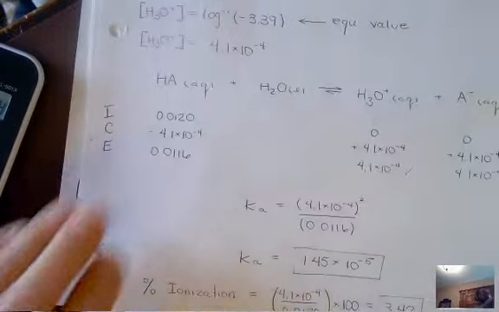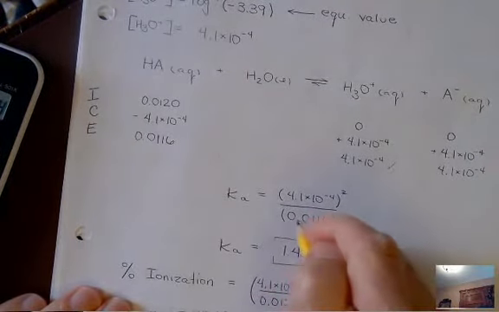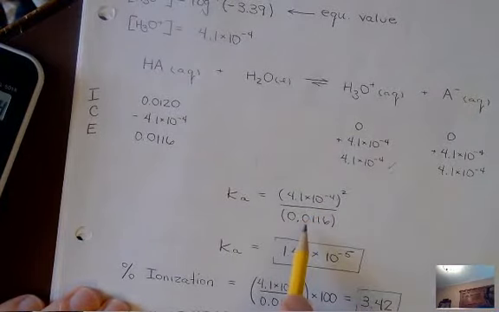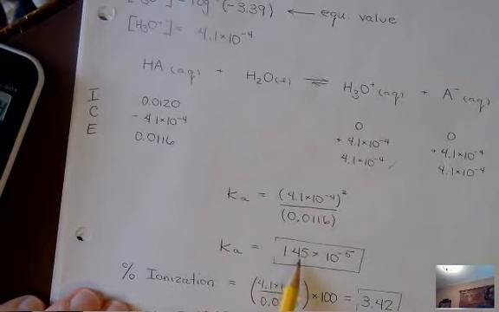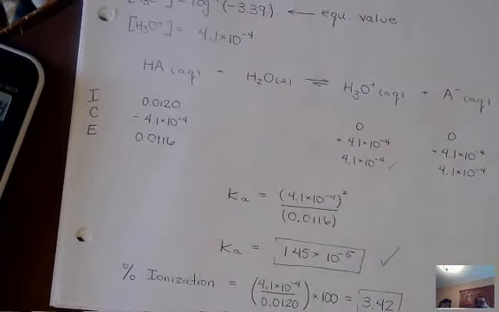Do the math. Take the numerator, square it, divide it by 0.0116, and I get 1.45 times 10 to the minus fifth. So that's the answer. The question was asking for the equilibrium constant. You calculated the equilibrium constant.